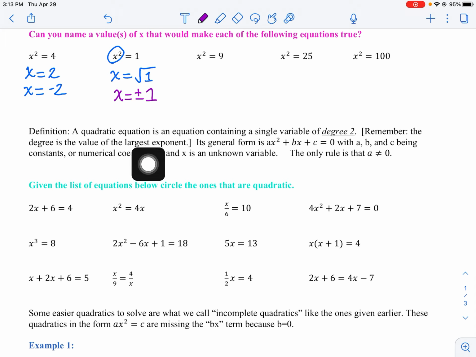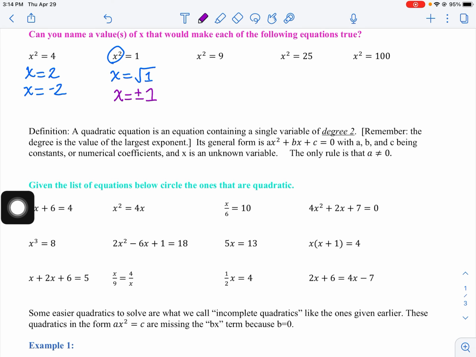A quadratic equation is an equation containing a single variable of degree 2. So single variable means there's only one variable. You haven't seen anything all week with both x's and y's. We're dealing in a single variable, just x. And the degree is 2. Remember, the degree is the value of the largest exponent. And the general form is ax squared plus bx plus c equals 0. You've seen that a few times in these lessons.